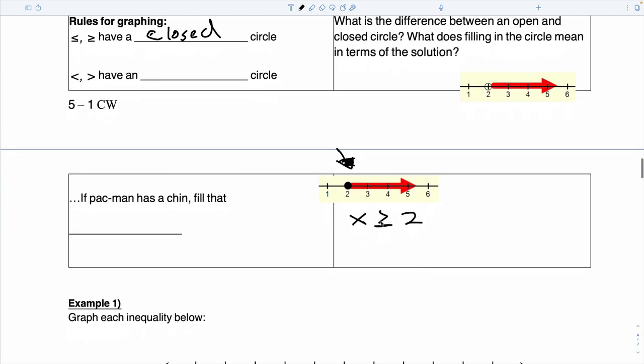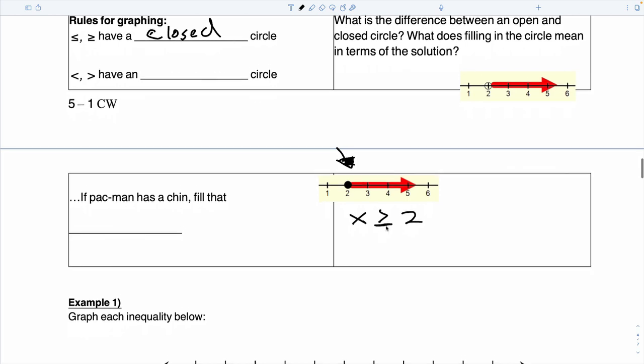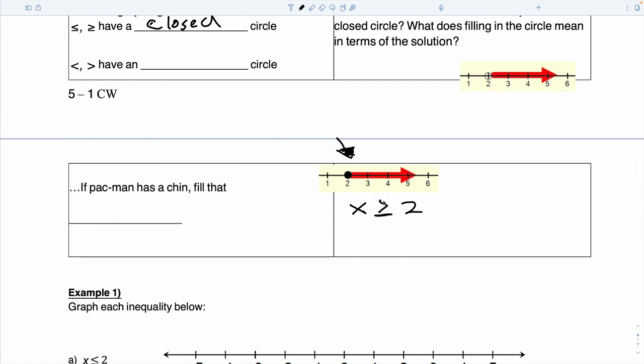If it has a chin, fill the circle in. If Pac-Man has a chin, fill the circle in. We're going to pretend this is the Pac-Man dude. He has a nice little chin here that's connecting. And if he's got a chin, fill the circle in.